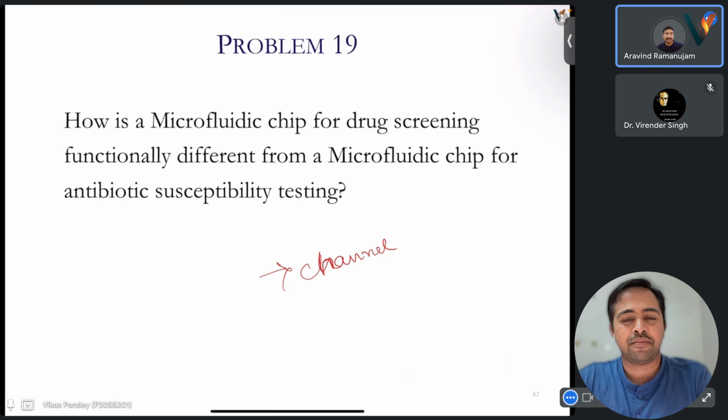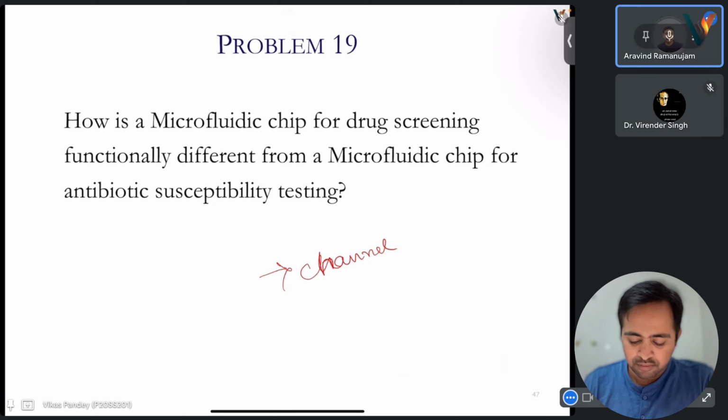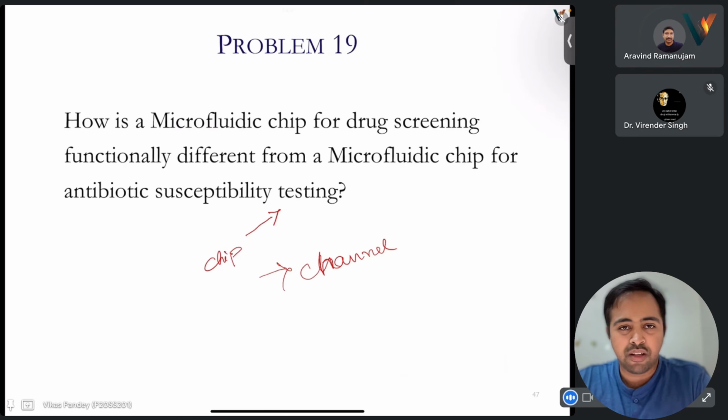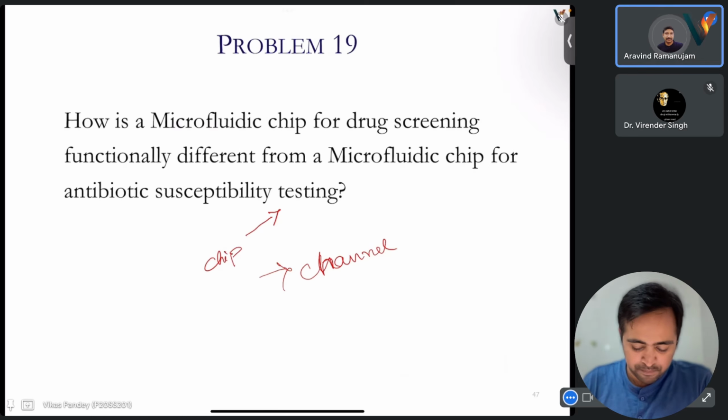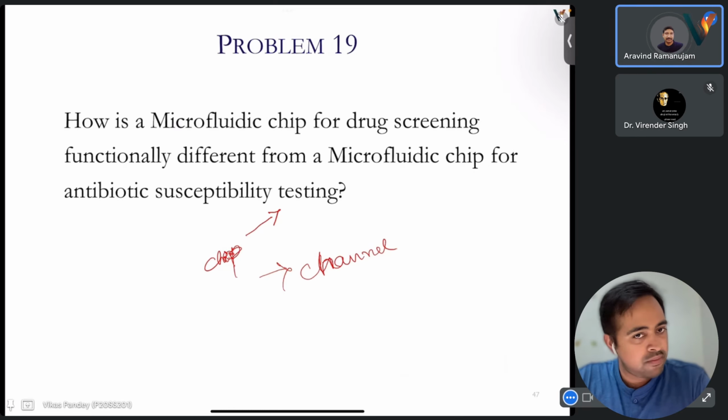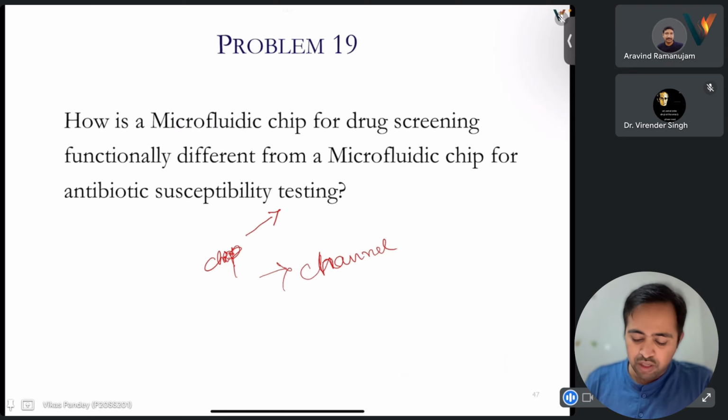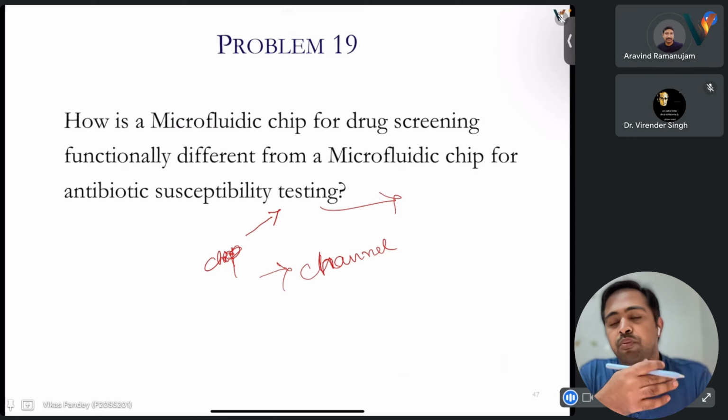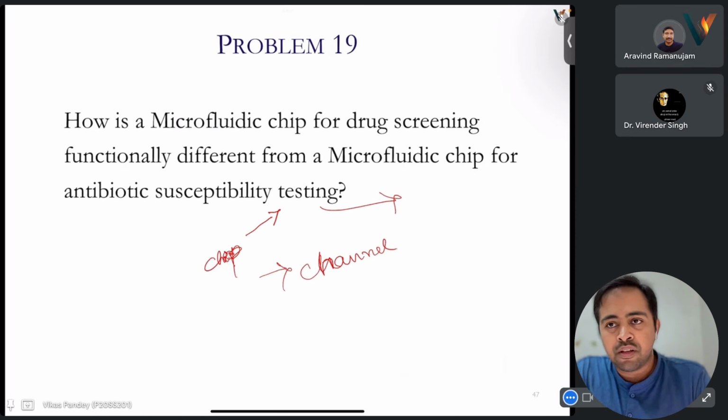The microfluidic chip for antibiotic susceptibility should be very cheap when compared to the drug screening one. Cheap is there. That is, the chip should be low in cost, easily manufactured for many people. Why? Because we want it to be used for personal drug testing, right? Yes, sir. One thing is that.